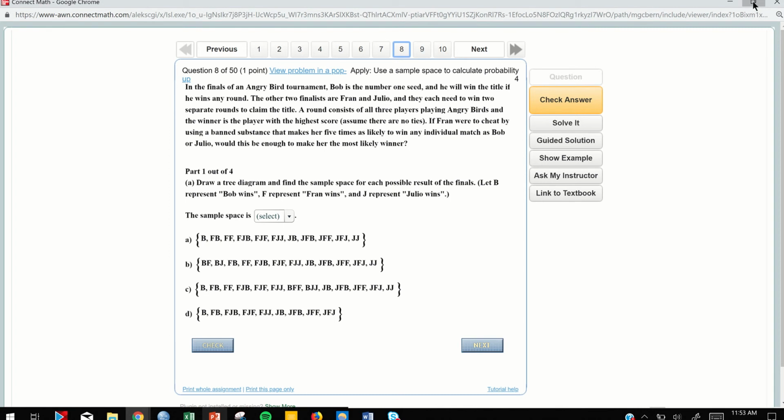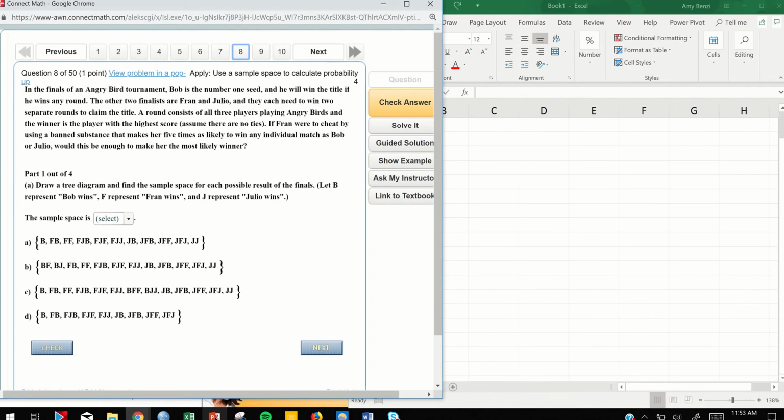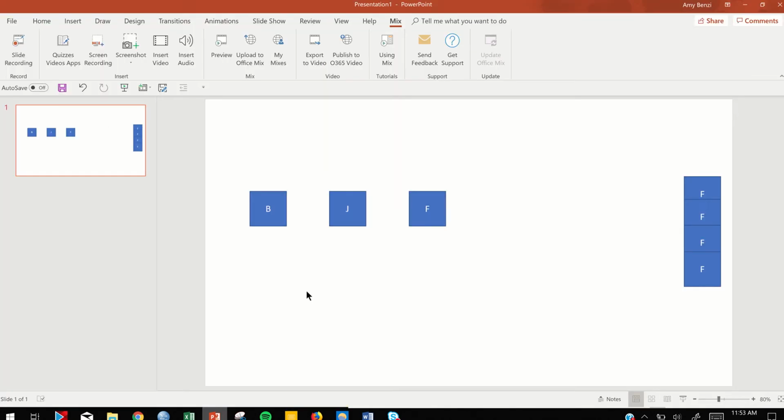Let's go ahead and pull up this PowerPoint I put together real quick. So we have 3 players, Bob, Julio, and Fran. And I don't know what Angry Birds is. I'm just going to think of rolling a die. They're each going to roll a die, and whoever gets the highest number is the winner. That's really all we need to know about the game.